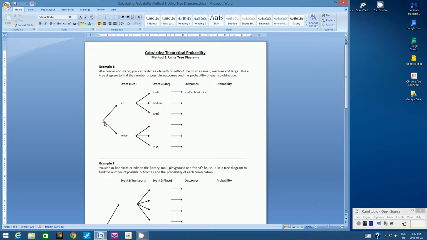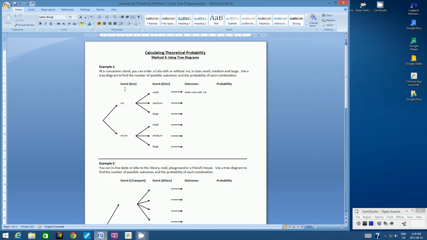Okay, so let's look at the branch that is no ice. If we choose to have a cola with no ice, then the next decision, the next event, is again the size. So we know that it could come in small, medium, or large. So again, this part of the branch is going to look exactly the same as this part of the branch. So make sure you follow the same order. So start with small. Oops, sorry about that. Small, and then go down to medium, and then large is already given for you, isn't it? Okay. All right, so now let's go to the next column here.